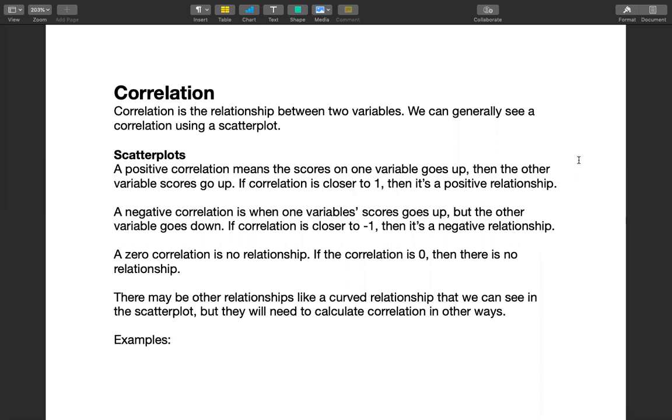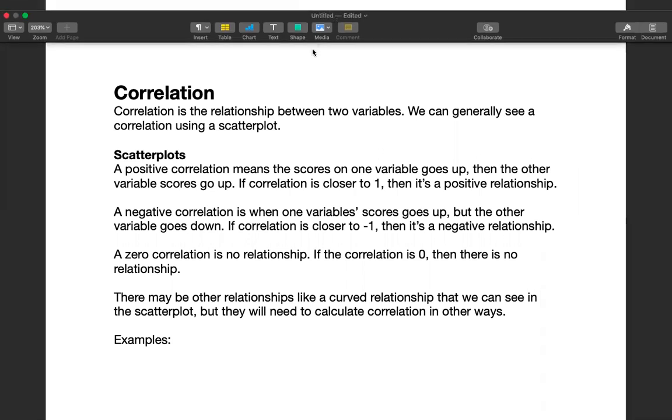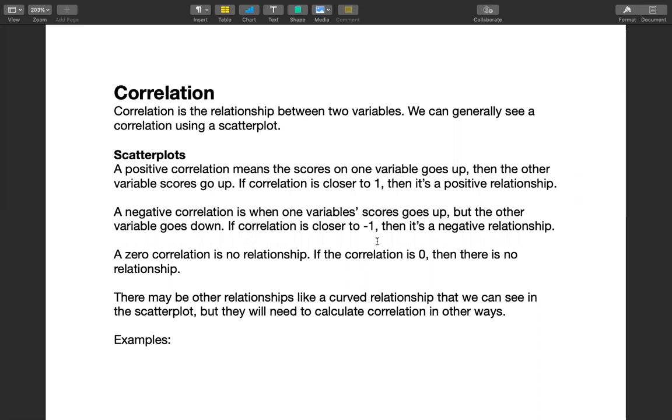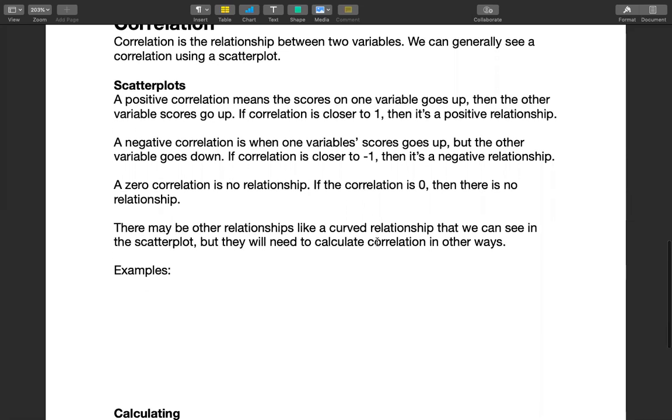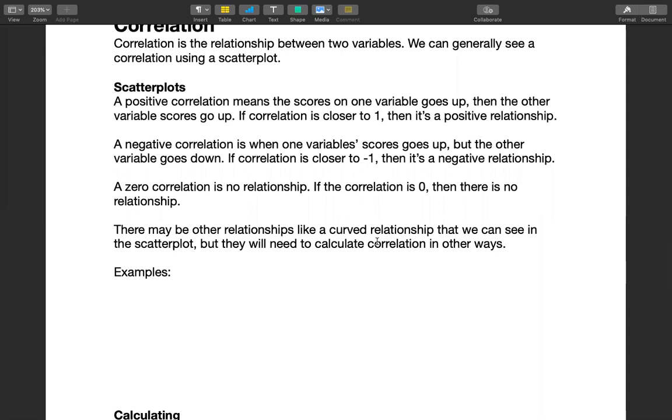So a positive correlation means that the scores on one variable go up and then the other variable scores go up. A negative correlation is when one of those variable scores goes up, the other one goes down. This is creating a negative linear relationship. A zero correlation is no relationship.